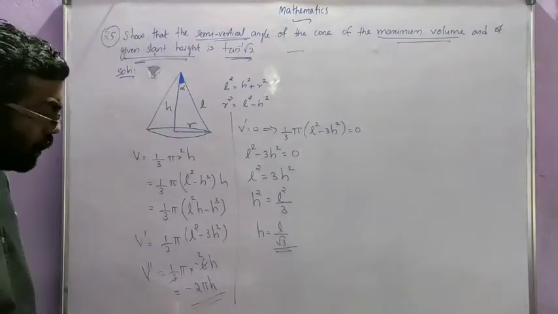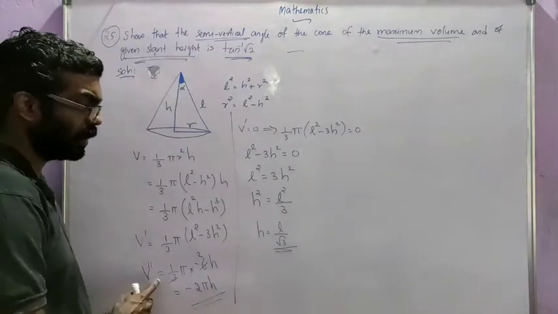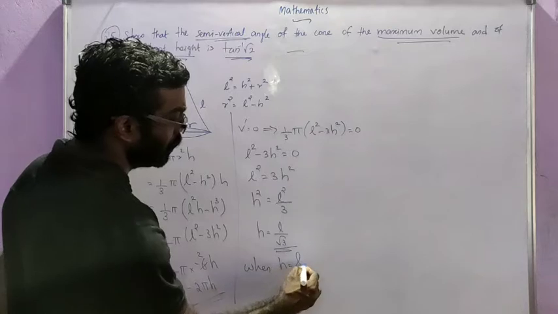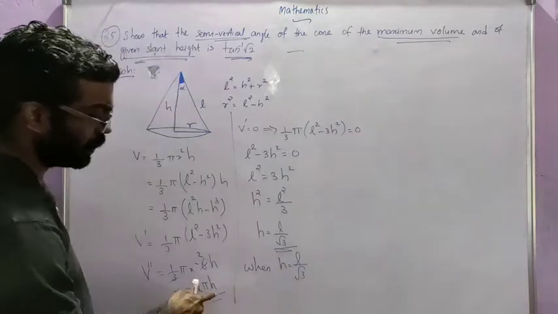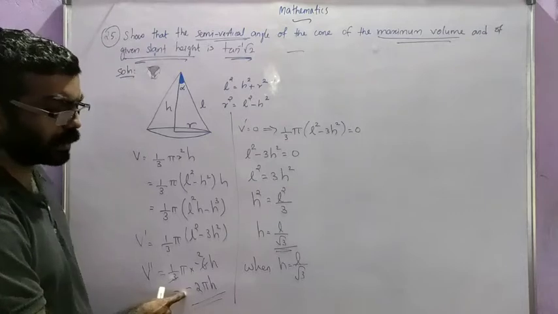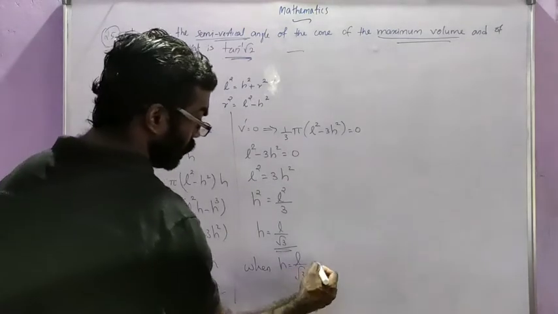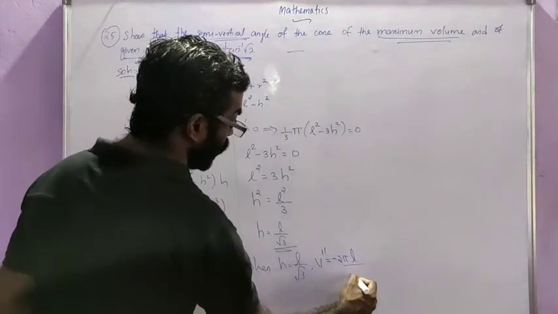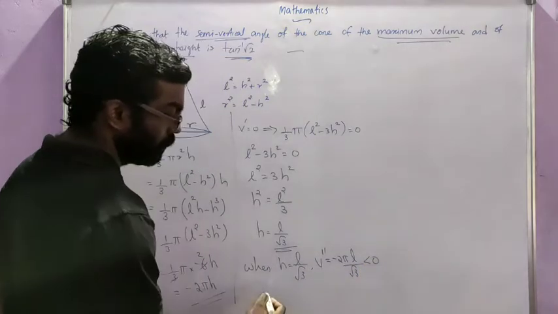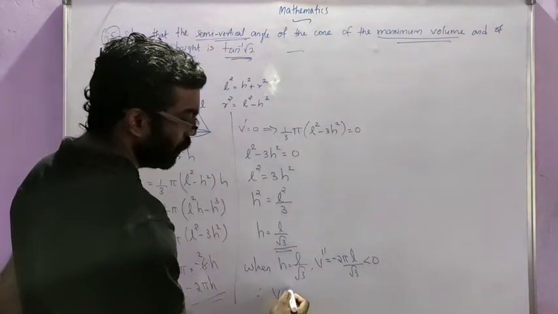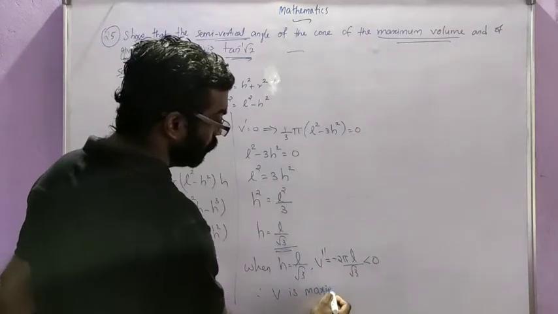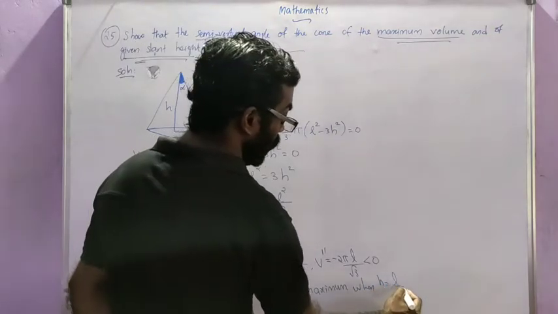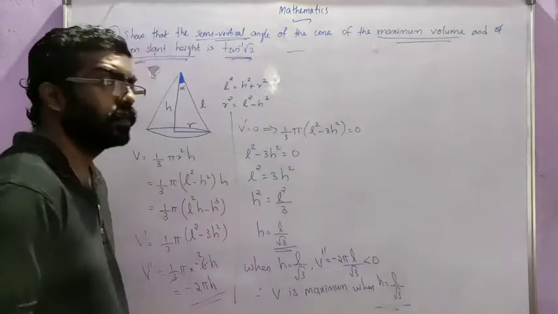Okay, H is equal to L by root 3. Now we have to check the sign of V double dash when H is equal to L by root 3. Clearly it is negative since H is a positive quantity. Here one minus sign is there, minus 2 pi H. So V double dash equal to minus 2 pi into L by root 3, which is less than 0. Therefore we can conclude volume V is maximum when H is equal to L by root 3. Clear?